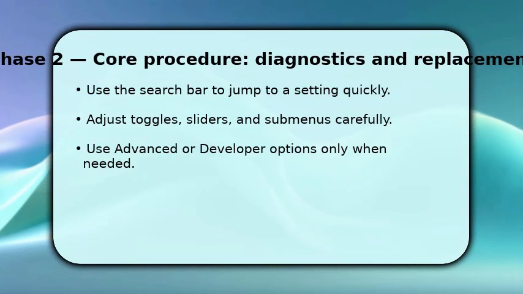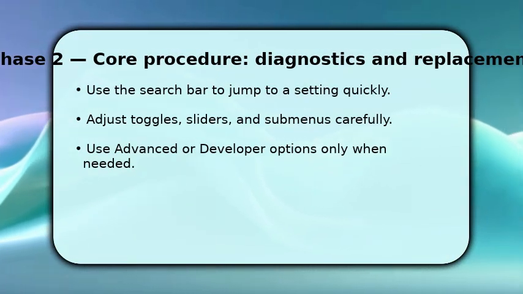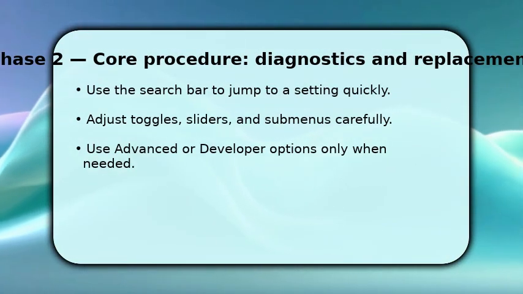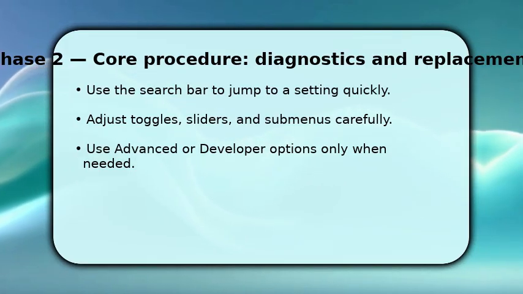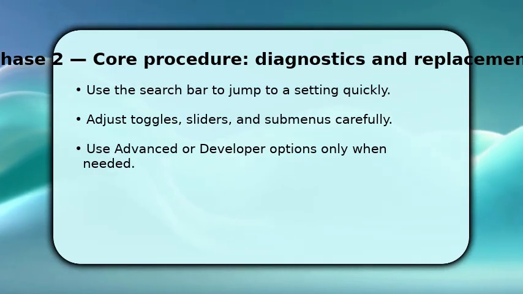You now navigate to the target setting, using the search bar to jump directly. This saves time versus drilling through menus. Once inside, tap toggles for on/off, drag sliders for brightness or volume, and open submenus for granular controls.